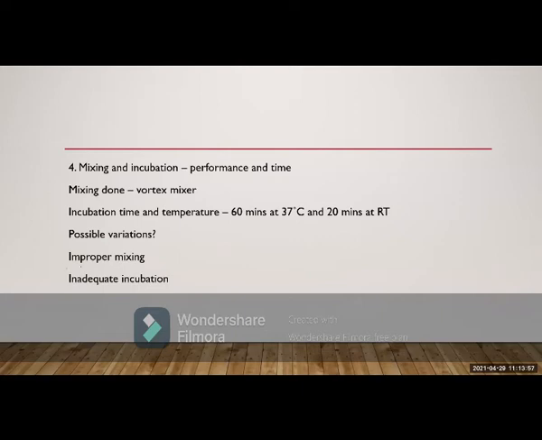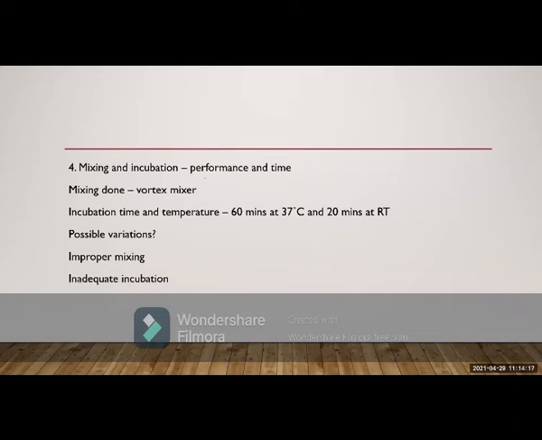Possible variations. Was the mixing proper? As it was mechanized, we expect proper mixing. Incubation, was it adequate? Was the temperature proper or the time, any issues with that? You have noted the time in your observation book. So I don't feel the incubation was not enough.